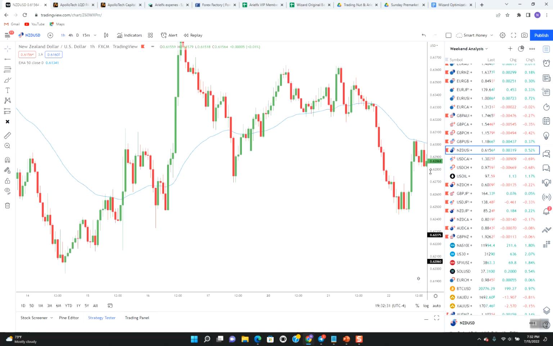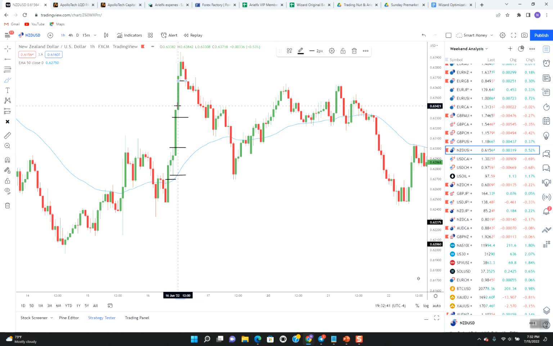Now, where was the imbalance here? There are tons of areas of imbalance. There's imbalance between this wick and this wick. There's imbalance between this wick and this wick. There's imbalance probably between this wick here and this wick here. Which one is the proper imbalance? Well, it all stems down to, again, adding other confluences.